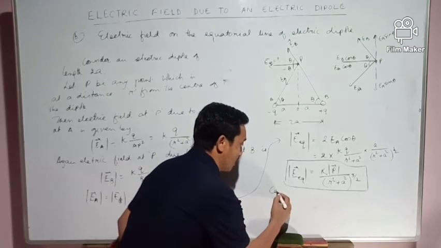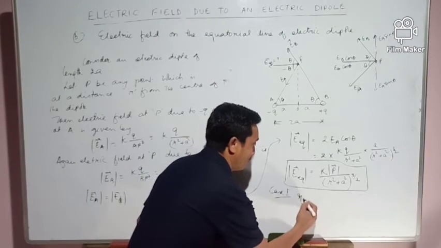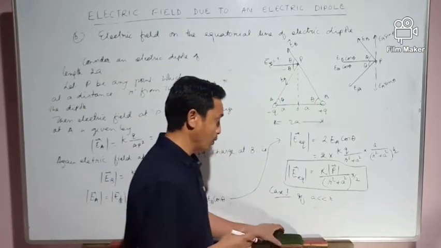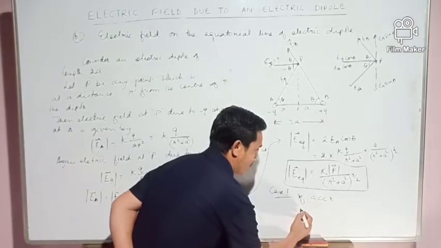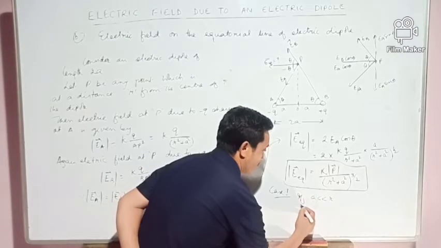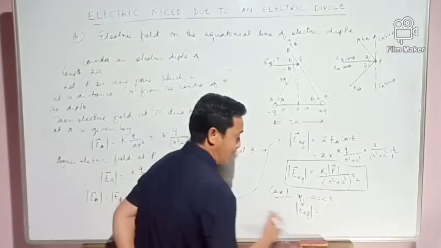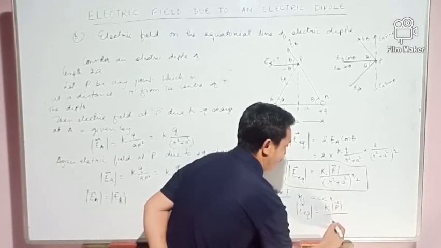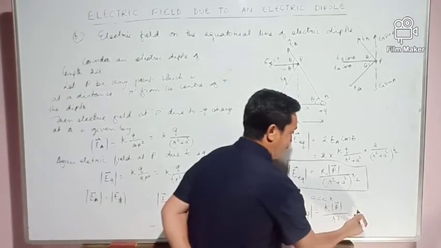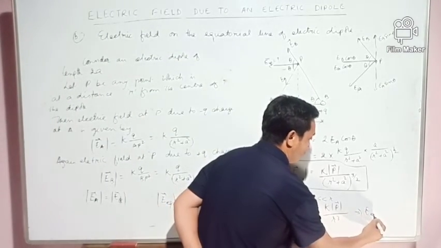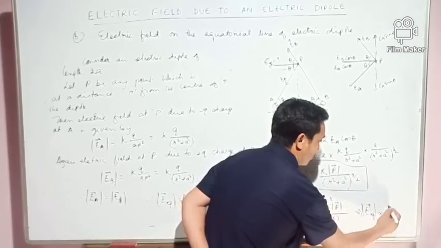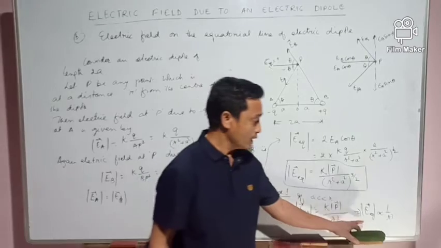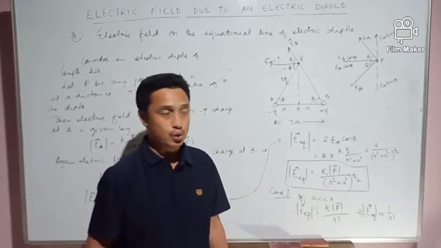So let us see the case here. If A is very much less than R, that means for a very short dipole, the equation can be written as E equatorial equals KP divided by R cube, or we can write this as E equatorial is inversely proportional to R cube. So here E equatorial is again inversely proportional to R cube.